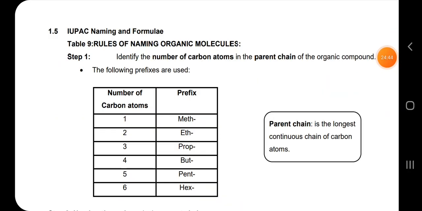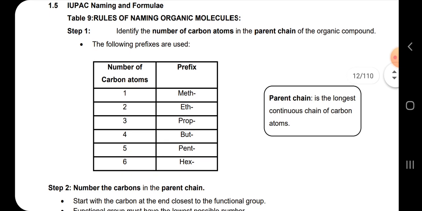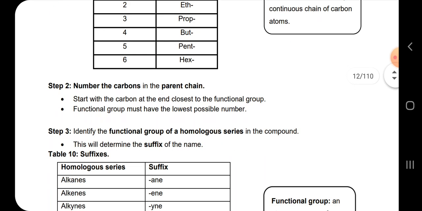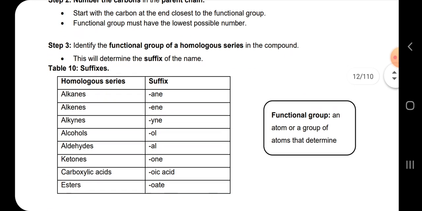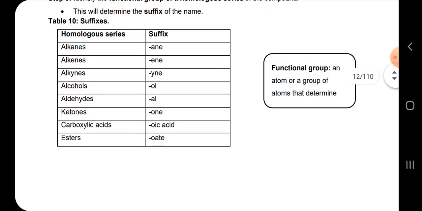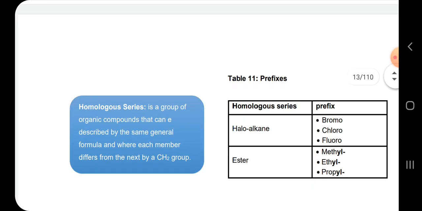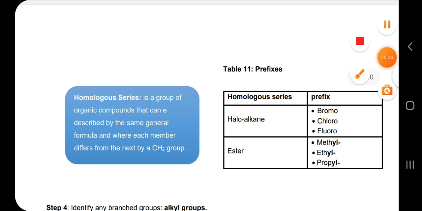Also, you have to know the naming. I will do that in the next video, which will be next week. Next week I'll post another physical science video where I show you how to name the different compounds when you're given a structure. We'll cover that in the next video.